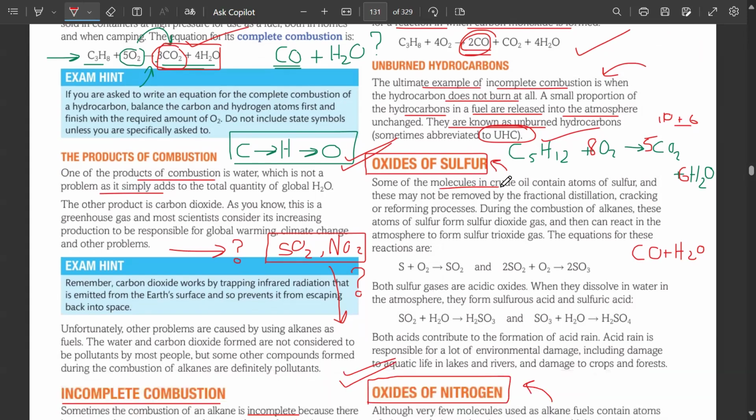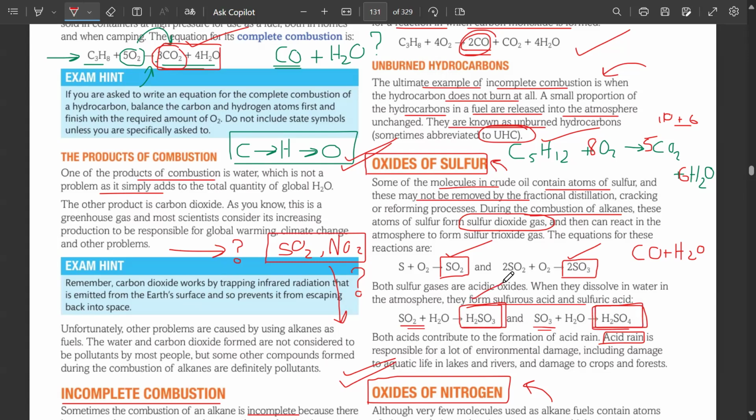Some of the molecules in crude oil contain atoms of sulfur as well, and they cannot be removed by fractional distillation. So during the combustion of these fossil fuels, sulfur dioxide gas is also produced. Moreover, sulfur dioxide gas also comes from volcanic eruptions. And there are two types of sulfur compounds: sulfur dioxide, and if that sulfur dioxide reacts with oxygen, sulfur trioxide. Both of these are very acidic and they can cause acid rain as well. Because when SO2 and SO3 react with water, they are going to produce sulfurous acid and sulfuric acid. Got it?